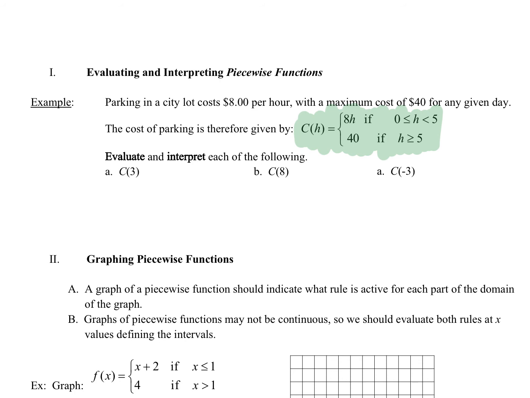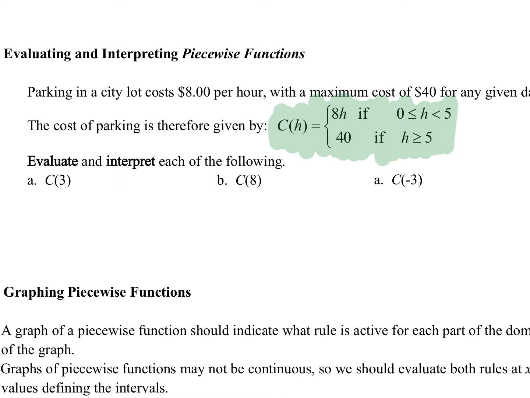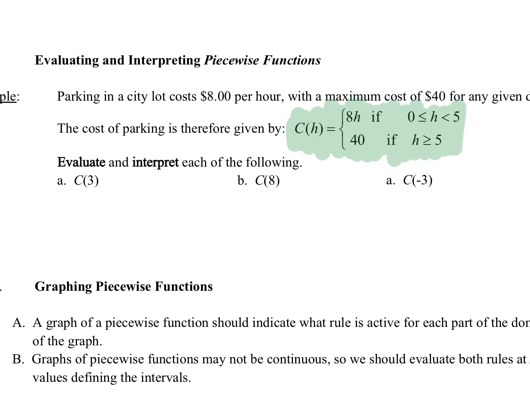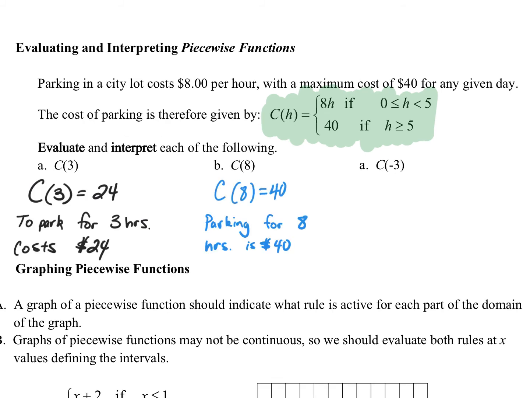values. So parking in the city costs $8 per hour with a maximum cost of $40 for any given day. The cost of parking is therefore given by our piecewise function. So what I want you guys to go ahead and do is try to evaluate and interpret each of the following. What is the value of the function when h equals 3, and what does that represent in context of the problem? So I want you to go ahead and try A, B, and C on your own or with a partner, and we'll sum things up here in just a minute. Well, let's see how you did.